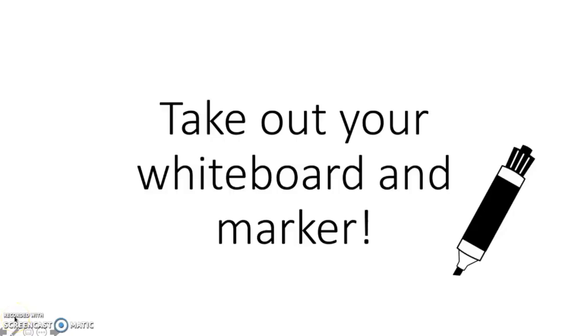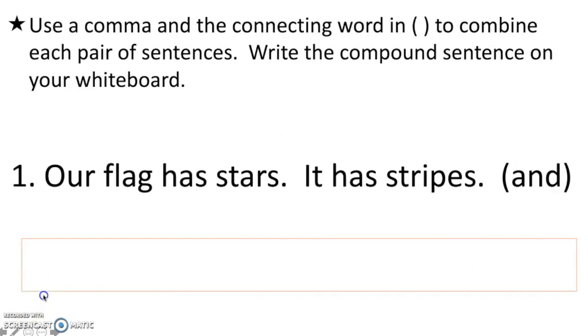Okay, friends, so now it's time to practice. Take out your whiteboard and marker. Let's read the directions at the top together. Use a comma and the connecting word in parentheses to combine each pair of sentences. Write the compound sentence on your whiteboard. So read number 1 out loud.